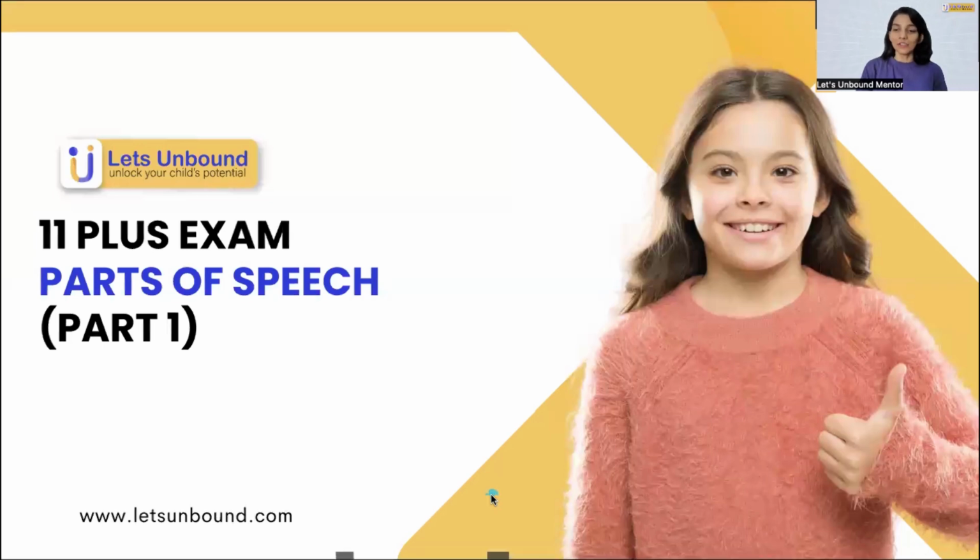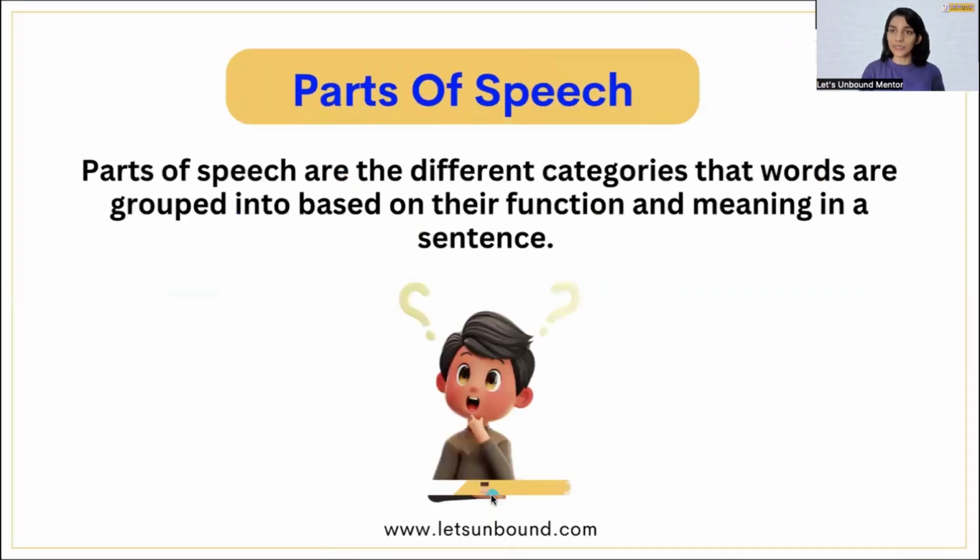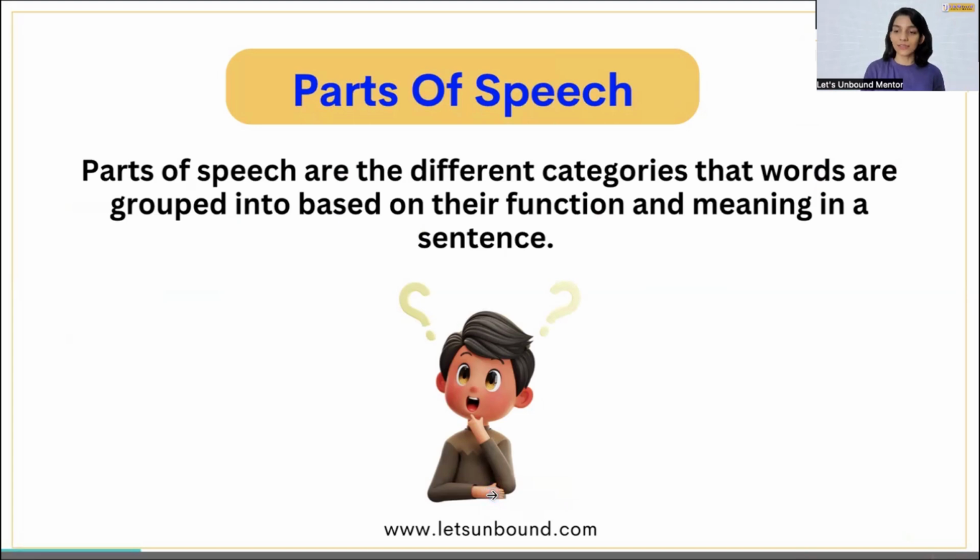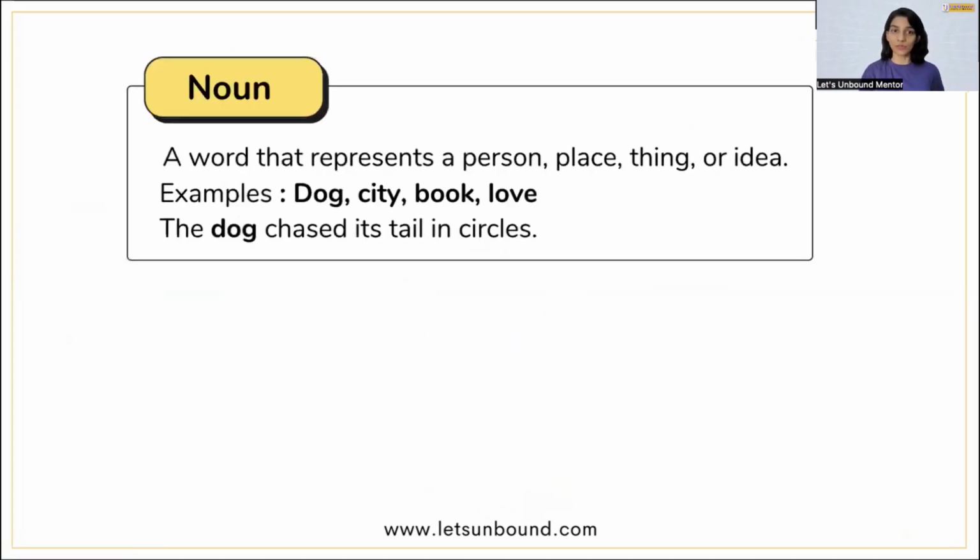Parts of speech are basically the building blocks of any sentence. Let's look at different parts of speech. First comes noun. It is a word that represents a person, place, thing, or idea, like dog, city, book, love. If we see it in a sentence: the dog chased its tail in circles.